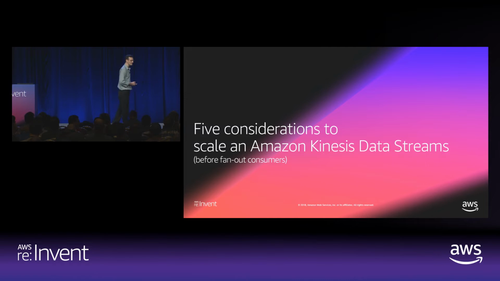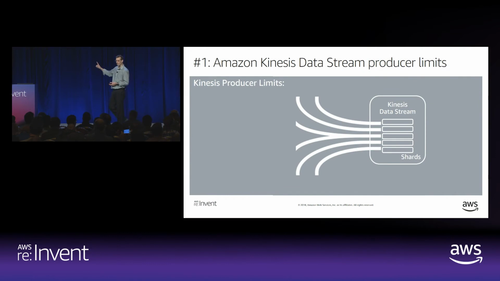So now, let's see 5 considerations that I think you should keep in mind when scaling a Kinesis stream. Number 1, the data producer limit. Alan just went through that. Do you remember what those 2 limits are? There are 2 hard limits that you cannot change about the data producer. Do you remember what those are?